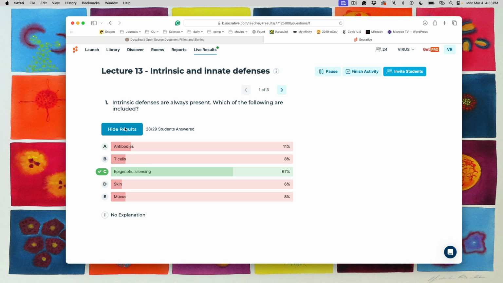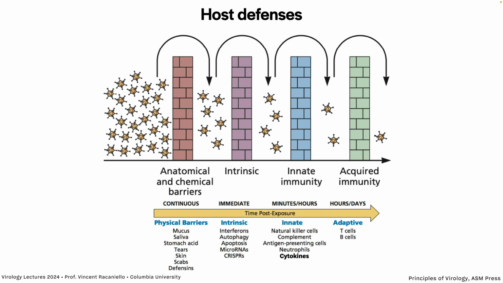Skin is a, what do they call it? It's in this slide. It is an anatomical and chemical barrier. And mucus is also an anatomical and chemical barrier. So, okay. I thought that would be an easy one. See, that's anatomical and chemical and intrinsic. Acquired immunity is the T cells and B cells.